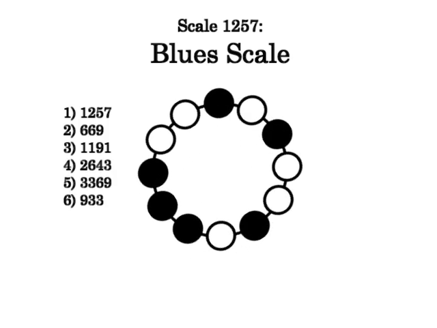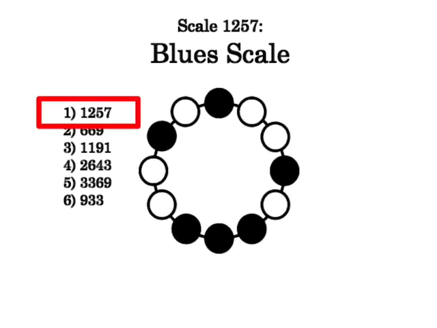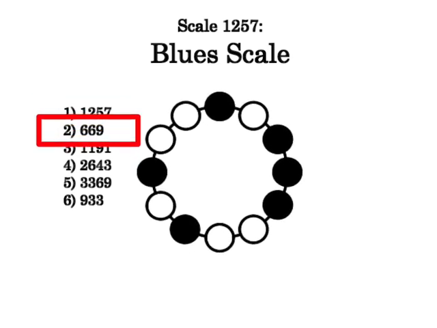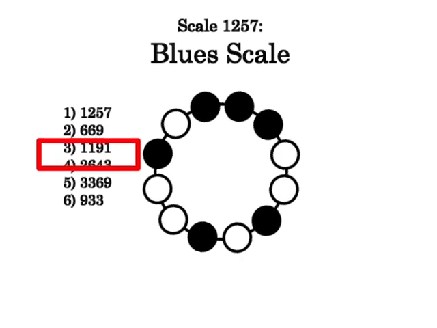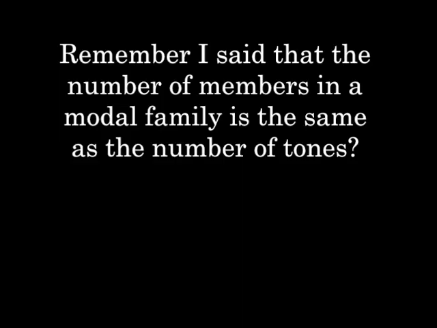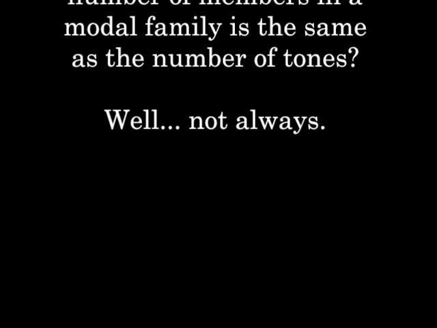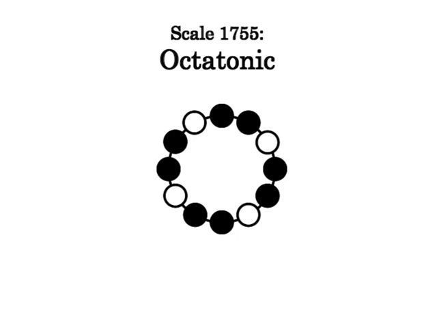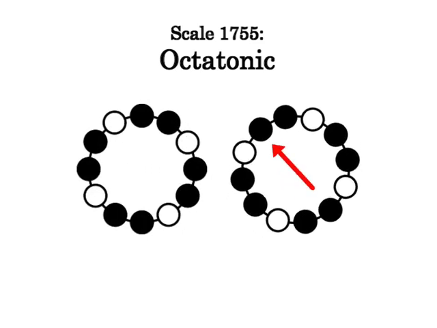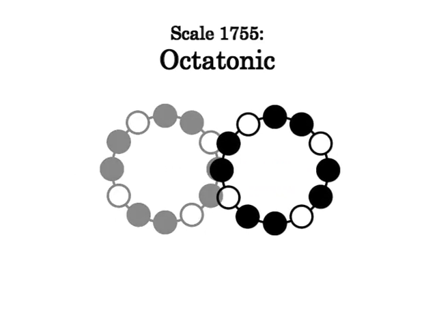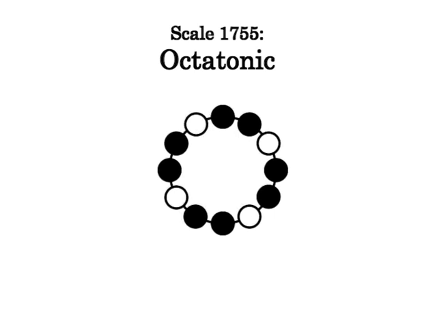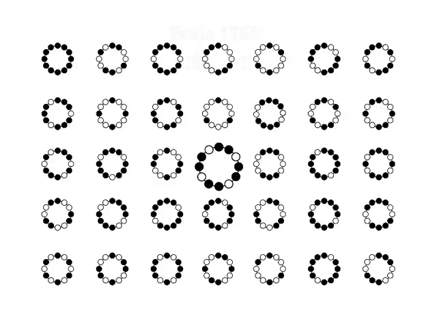When speaking of modes, the first mode of a scale is always itself. Rotating the scale gives you the second mode, then the third, and so on. Remember I said that the number of members in a modal family is the same as the number of tones? Well, not always. Some scales have rotational symmetry. When rotated, they produce duplicates of themselves. In those cases, we ignore those rotations because they don't produce unique scales. There are exactly 35 scales that have rotational symmetry. You may be curious what those are, but that is a topic we can explore another day.